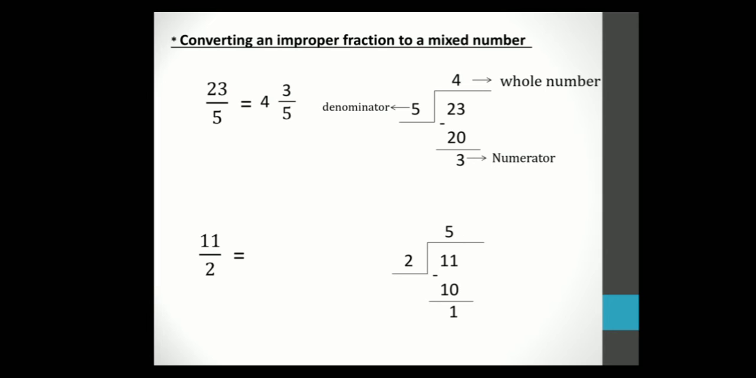Now, the result of division will be the whole number. So I write 5 as a whole number. And then I put the denominator as it is, 2. And the 1, the remainder, will be in the numerator. So 11 over 2 converted to a mixed number is 5 and 1 over 2.